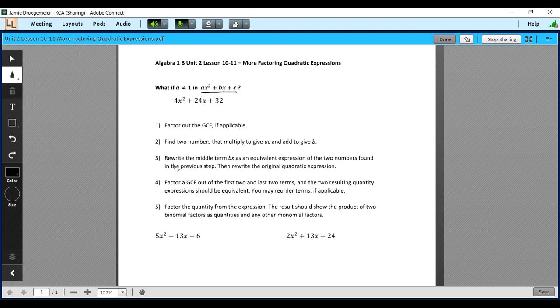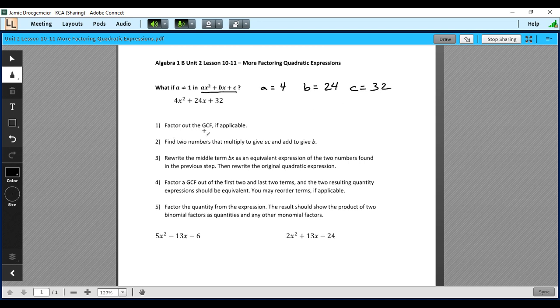And so we do have some steps here that we're going to follow, and I'm going to go through an example here with this first quadratic expression that we have, 4x squared plus 24x plus 32. And remember, we were identifying what is our a value, what's our value for b, and what's our value for c. So those are those coefficients or constant here in the last case. So in this case, a is 4, b is 24, c is 32.